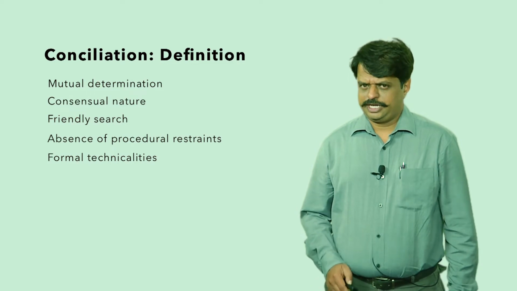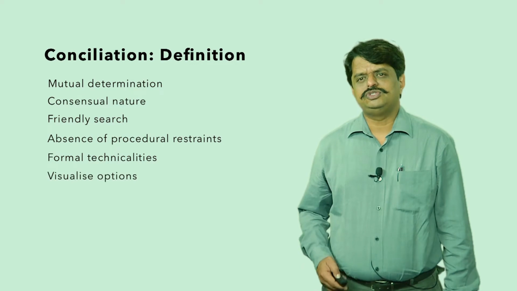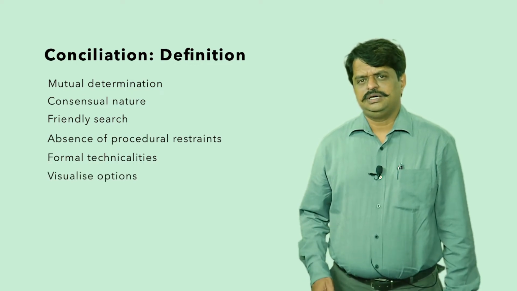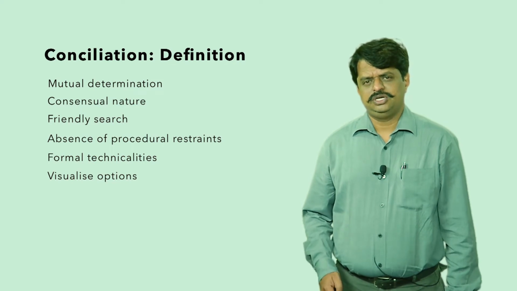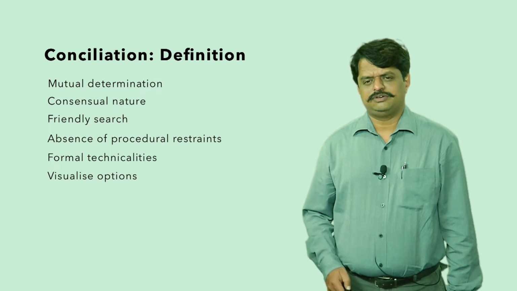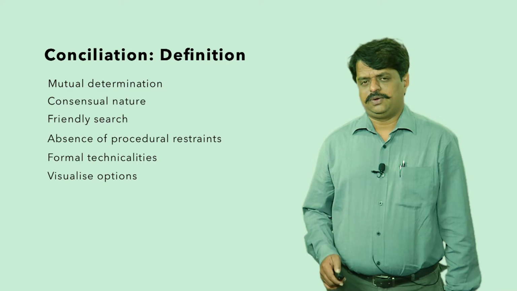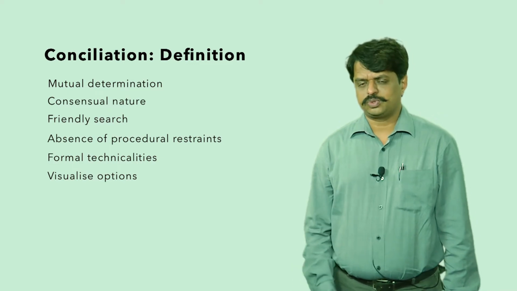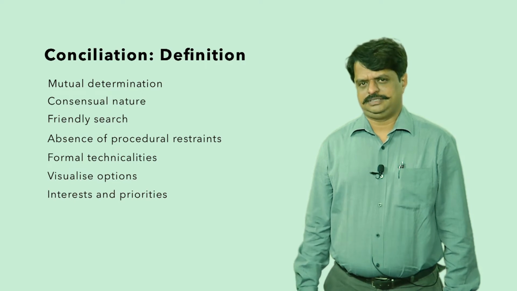In addition to enabling parties, there is a person called a conciliator who is going to visualize the options and encourage the parties to come up with options, and to come up with a settlement of the agreement based on those multiple options. What is considered in this whole process is the interest and the priorities of the parties.